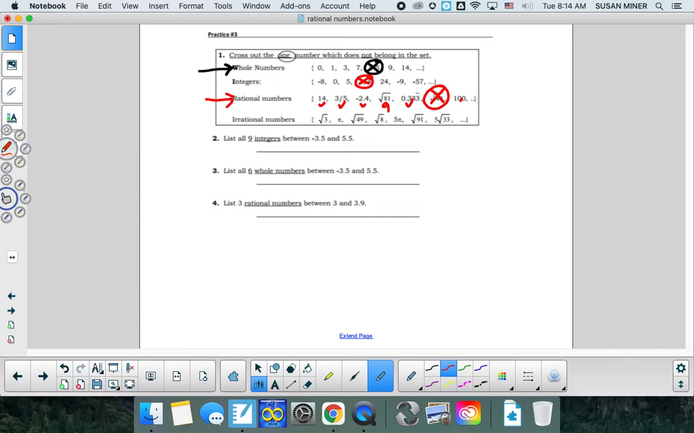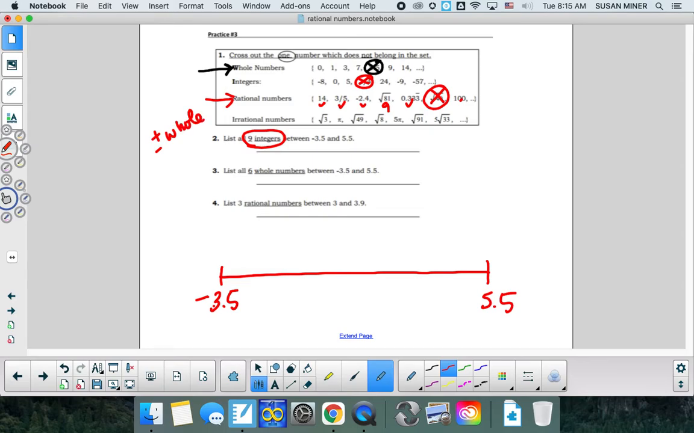Okay, let's take a look at number 2. All right, because number 2 can be a little bit tricky. It says I want all 9 integers. So now I have to be thinking in my mind what an integer is. And I want all 9 integers that are between negative 3.5 and positive 5.5. So I have to think about, what are integers? Well, integers are positive and negative whole numbers. I don't want any fractions. I just want the positive or negative whole numbers that are between here and here.